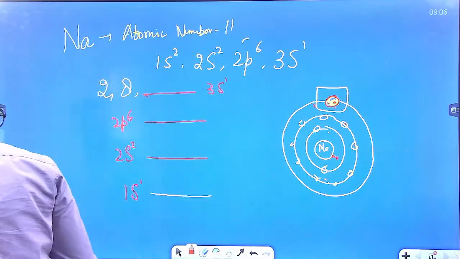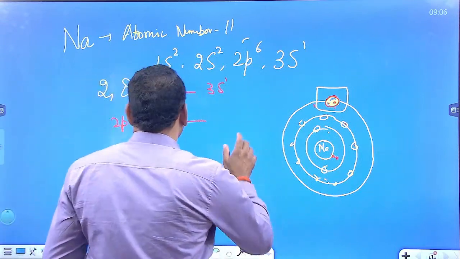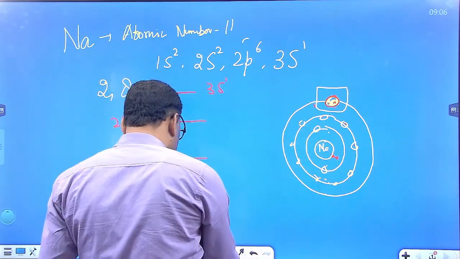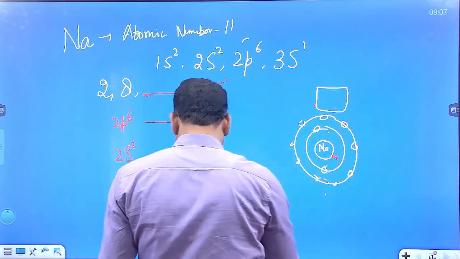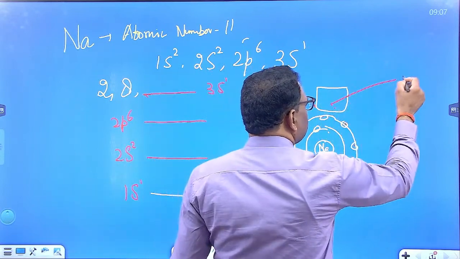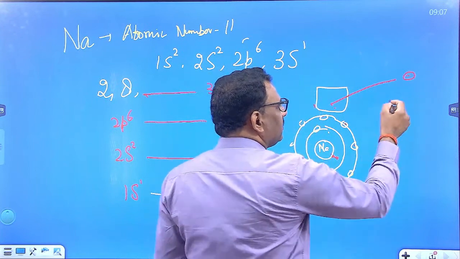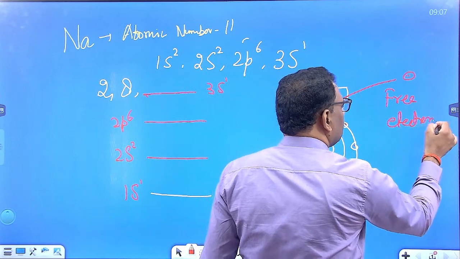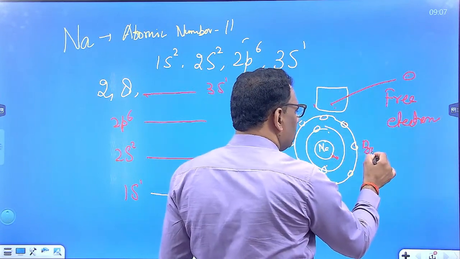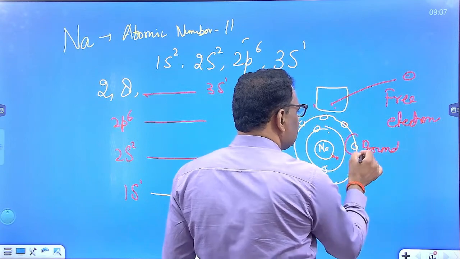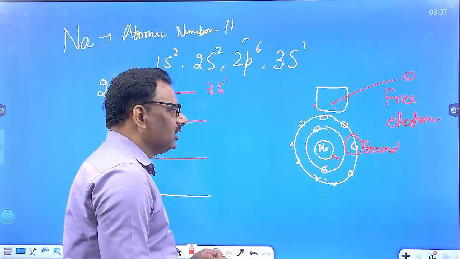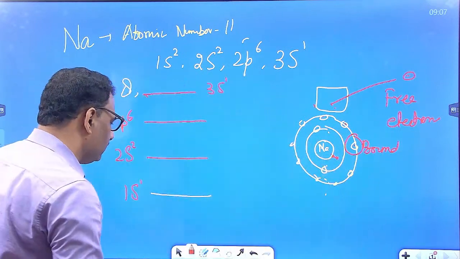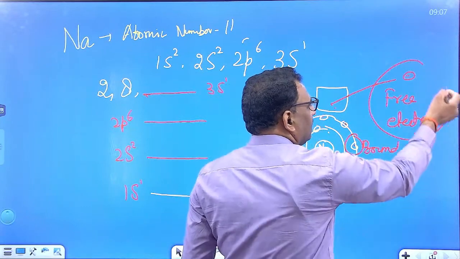So in a conductor, we have a large number of free electrons. If the electron comes outside, then it is a free electron. So we have two types of electron. One is the bound electron, and the ones which are free from the orbit are free electrons. So this free electron is responsible for the conductivity.